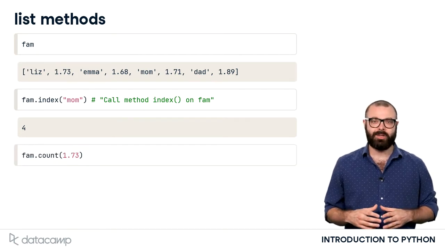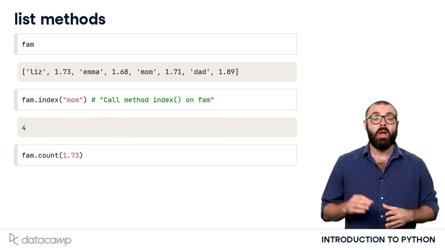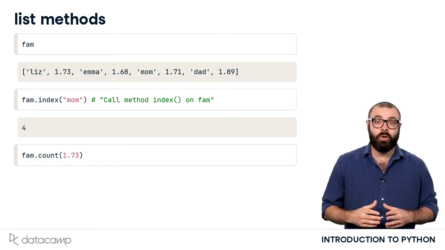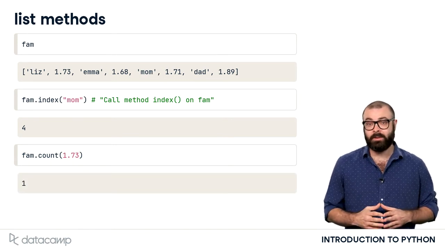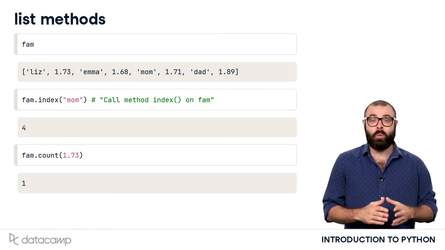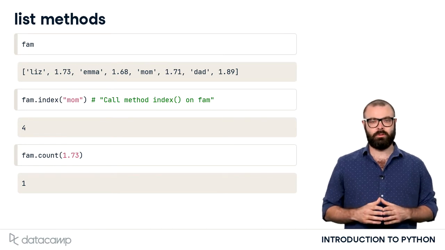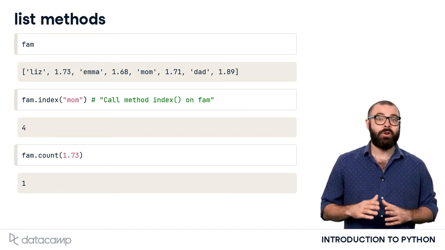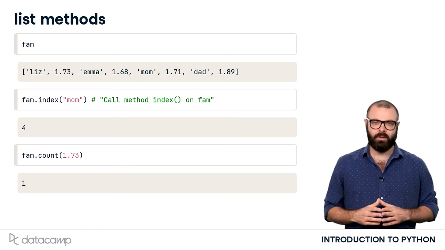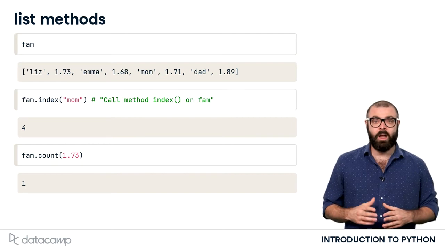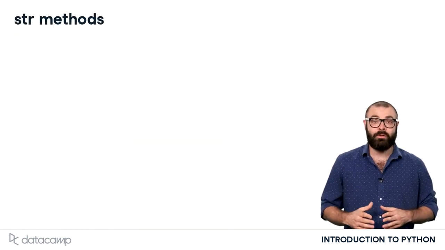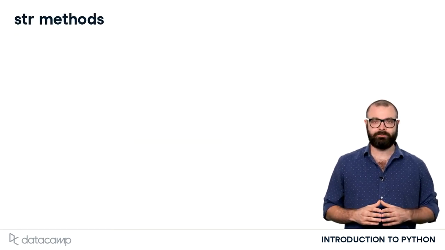Similarly, I can use the count method on the fam list to count the number of times 1.73 occurs in the list. Python gives me 1, which makes sense because only Liz is 1.73 meters tall. But lists are not the only Python objects that have associated methods. Also floats, integers, booleans, and strings are Python objects that have specific methods associated with them.